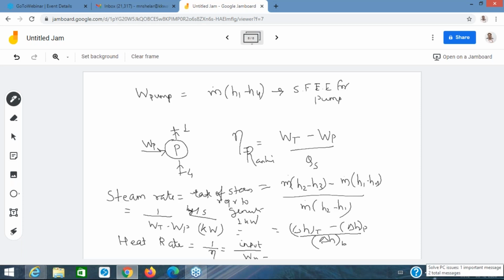Obviously there is an assumption in all these calculations. What is the assumption we are making in all these calculations? Very important assumption we are making in this. What is that?